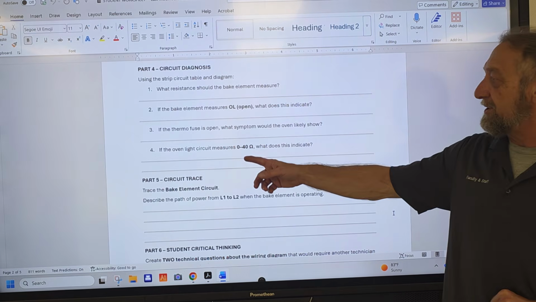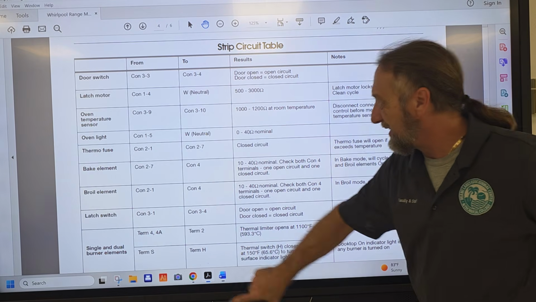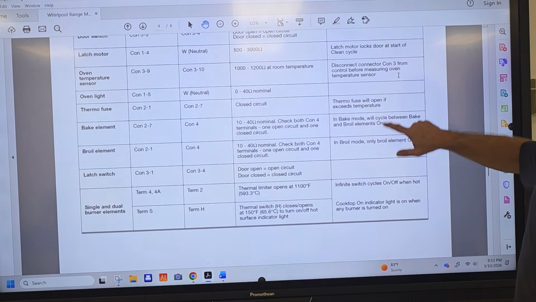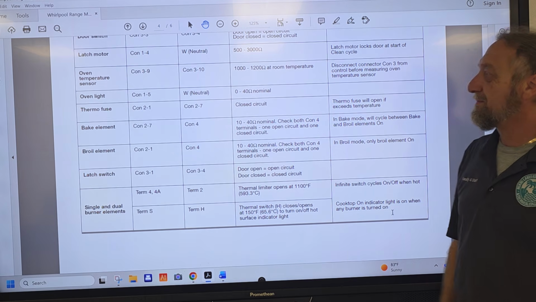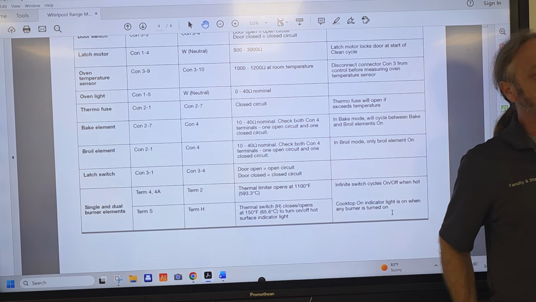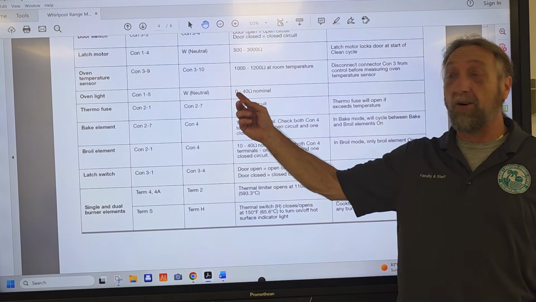If the oven light circuit measures 0 to 40 ohms, what does this indicate? Oven light circuit? That means it's working. It has low resistance. It means it's working, being normal. But 0 ohms is not a normal reading. They never have zero. That's an error.